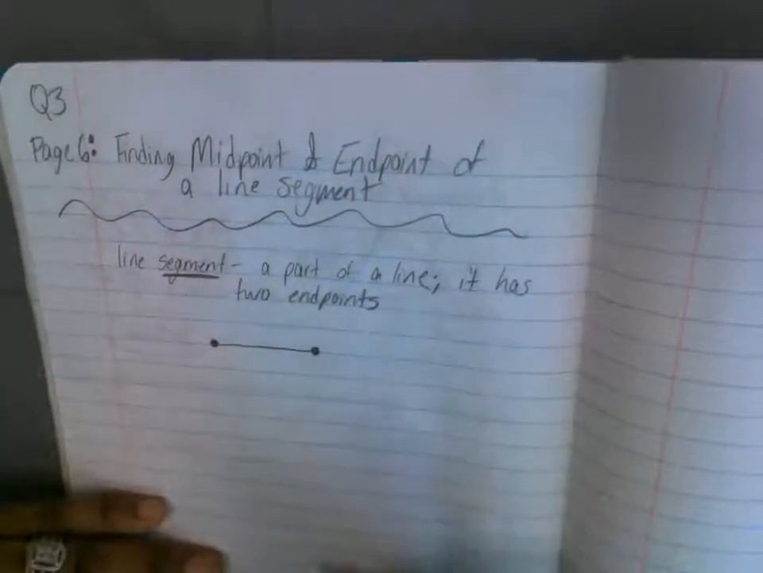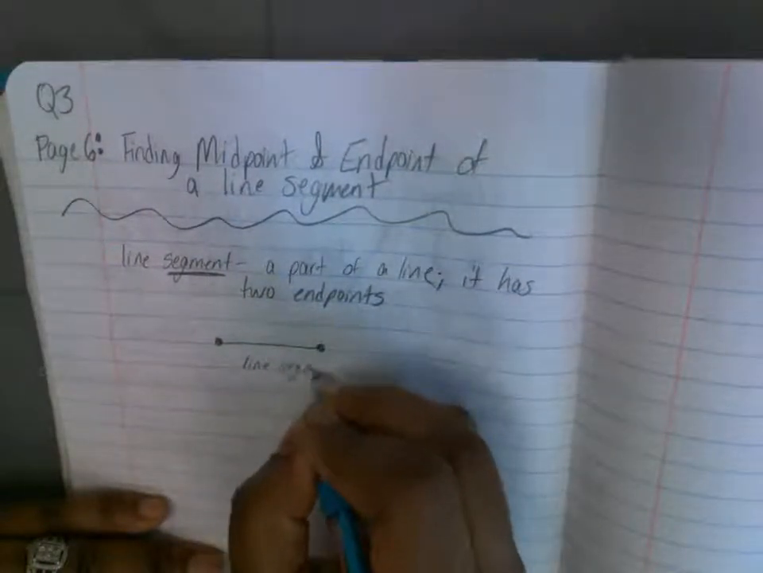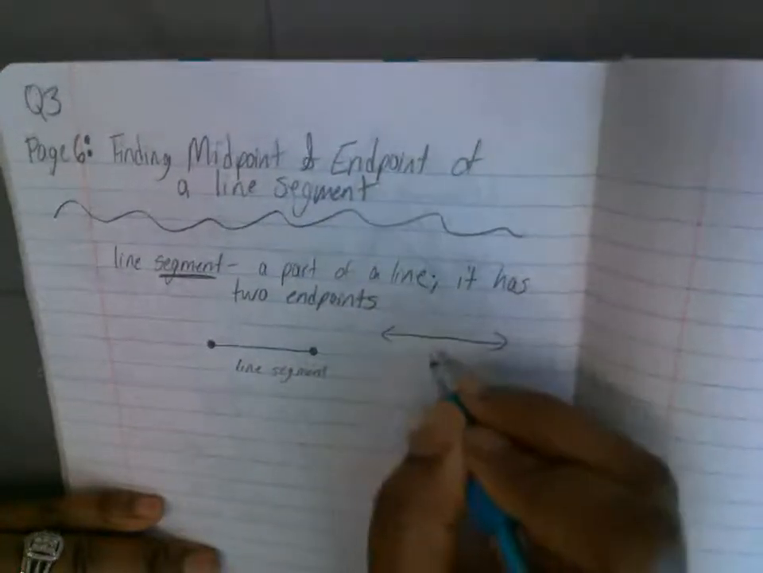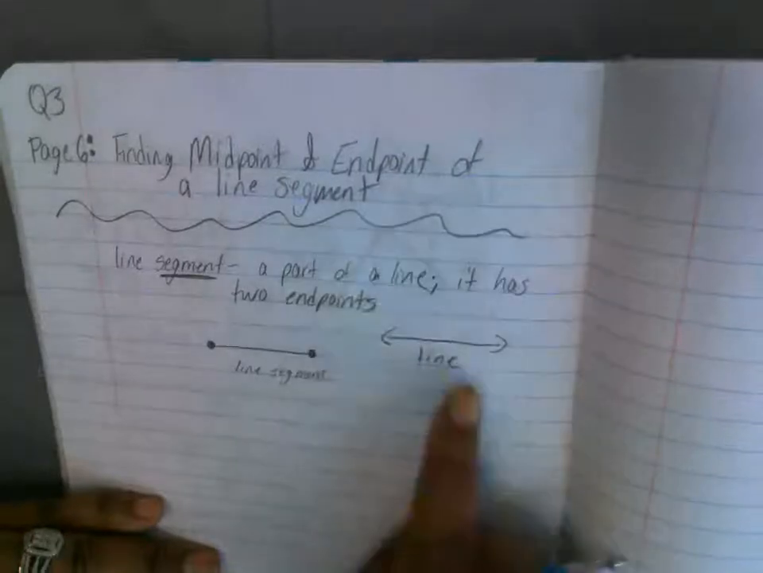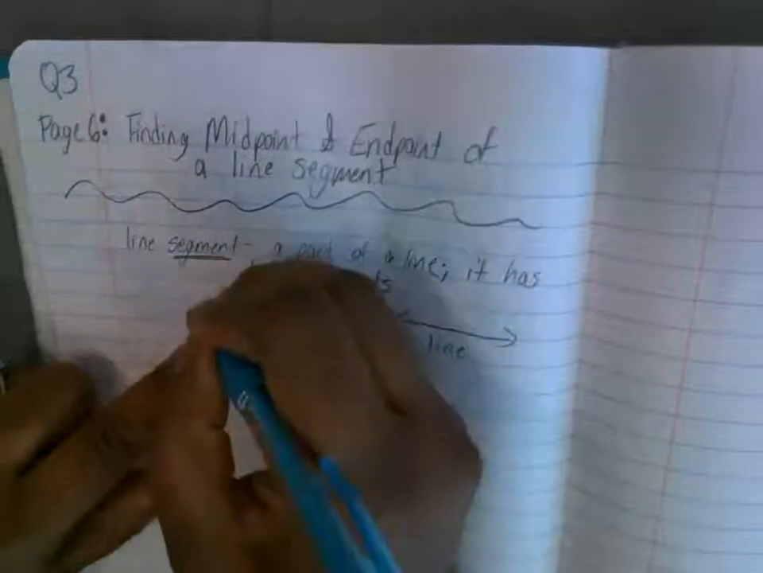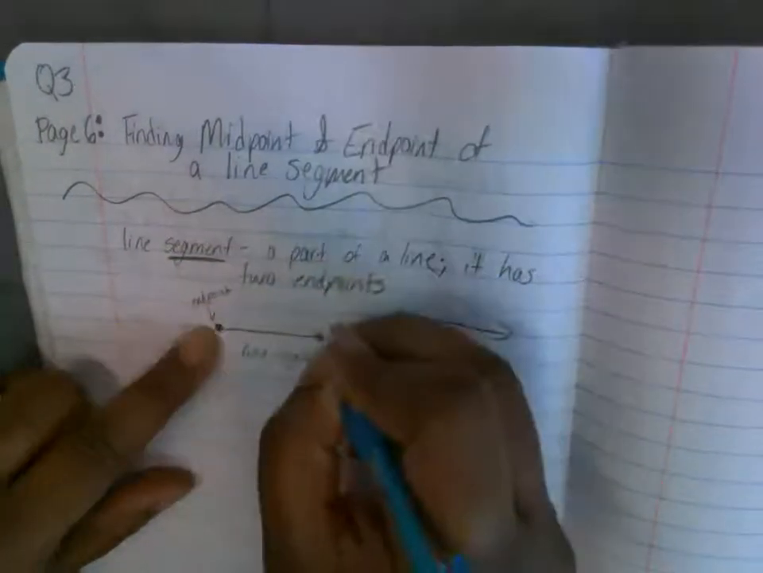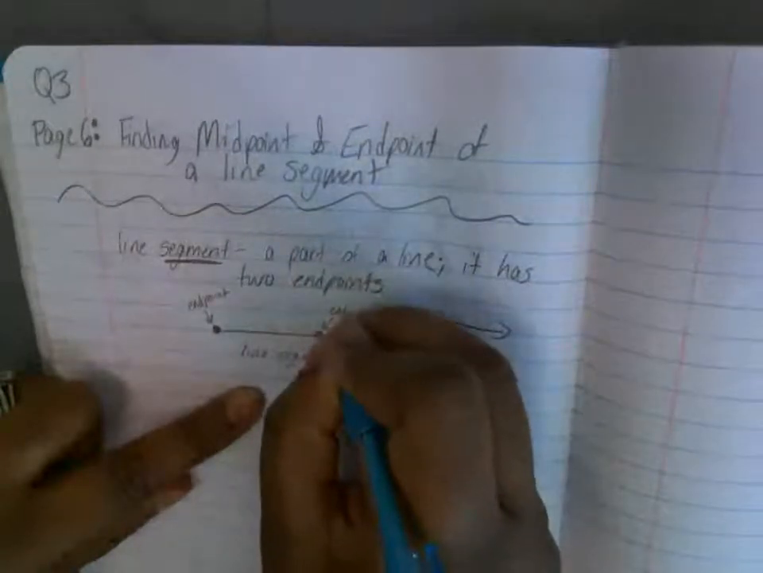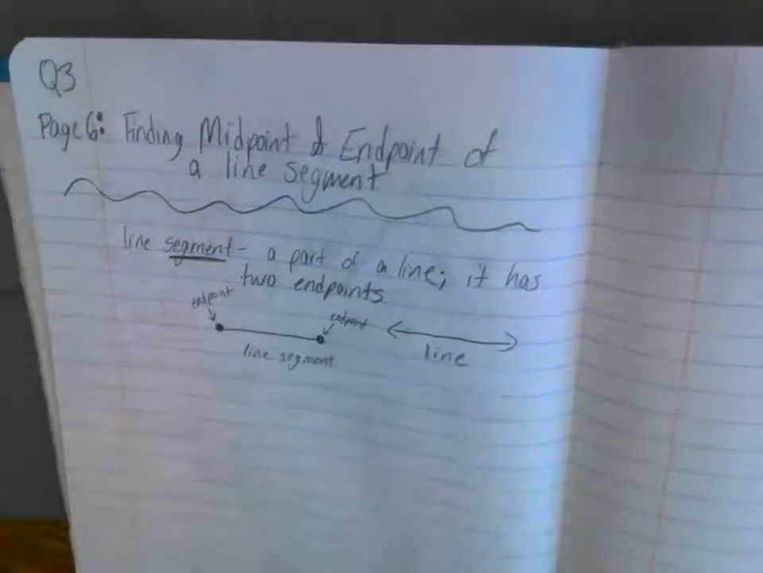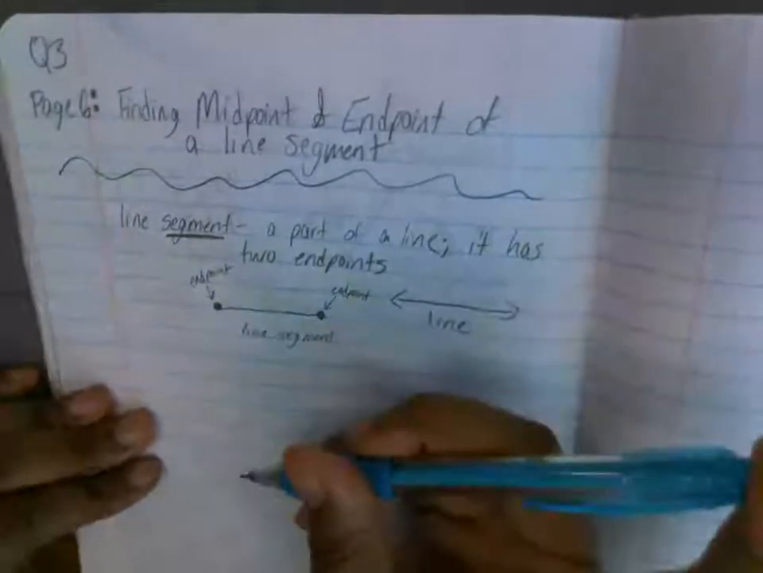This is a line segment. This one continues on and on forever and ever, and is a line. That's the difference. One stops because it has two endpoints. This is an endpoint, and this is an endpoint. The other just continues without end in both directions. Questions, comments, or concerns?